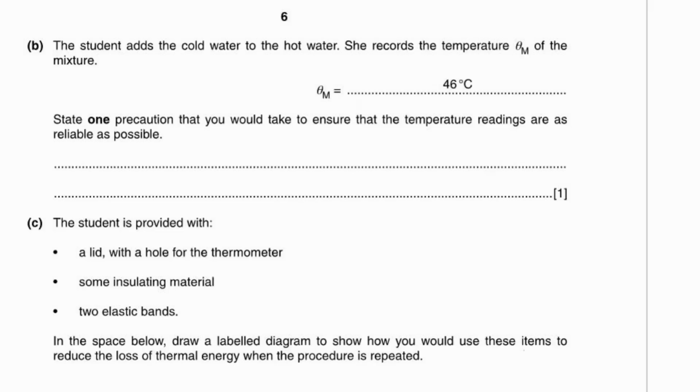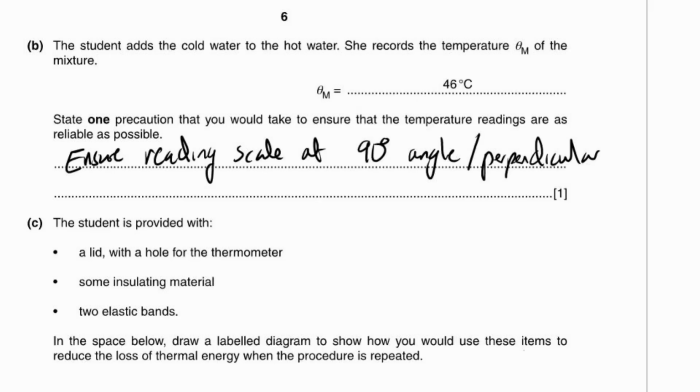B. The student adds the cold water to the hot water. She records the temperature θm of the mixture. And we've got 46 degrees Celsius there. State one precaution that you would take to ensure the temperature readings are as accurate as possible, reliable as possible. Well, I think the most obvious one there is make sure you're reading it at 90 degrees to the scale, so make sure you're reading it perpendicular. There we are. So ensure the reading scale is at 90-degree angle or perpendicular.